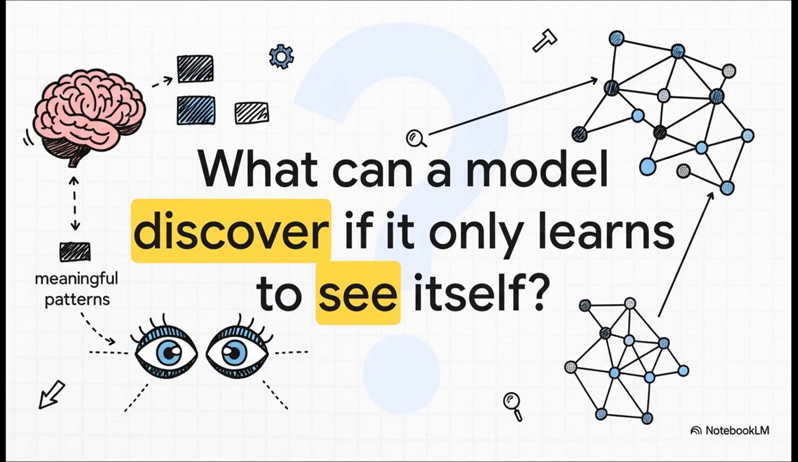This whole concept of learning through self-reconstruction raises a really fascinating question, doesn't it? If a machine can find meaningful patterns just by trying to copy what it sees, what does that suggest about the nature of learning itself? It makes you wonder, what powerful features can a model discover about the world when all it ever learns to do is see itself?